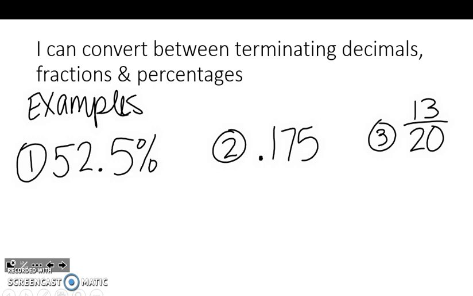So this first one's a percent, so I need the decimal and the fraction. This second one's a decimal, so I need the fraction and the percent. And this last one's a fraction, so I need the decimal and the percent. Okay? So when you're done with those, bring those to me with your green paper, and I'll get your notes signed off.